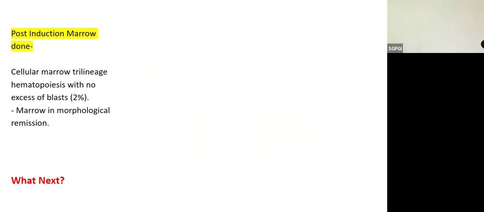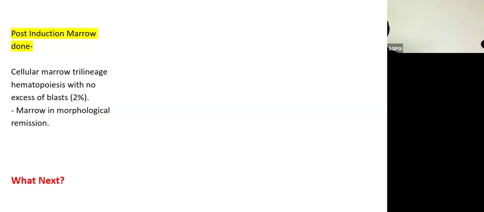So this patient is already treated with the BFM 95 protocol. CSF is involved, and CNS-directed therapy has been done. Now, if you are treating a patient of ALL post-induction, you have to do a marrow to see whether blasts are present in the marrow or not. At this point of time, you do a morphological examination.